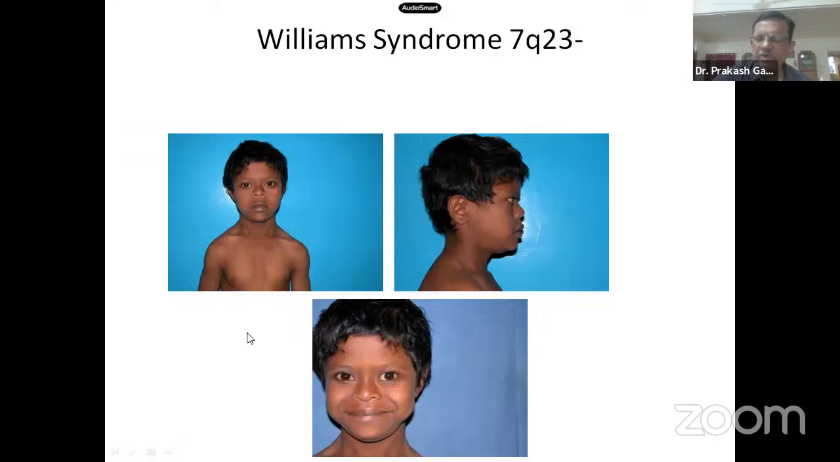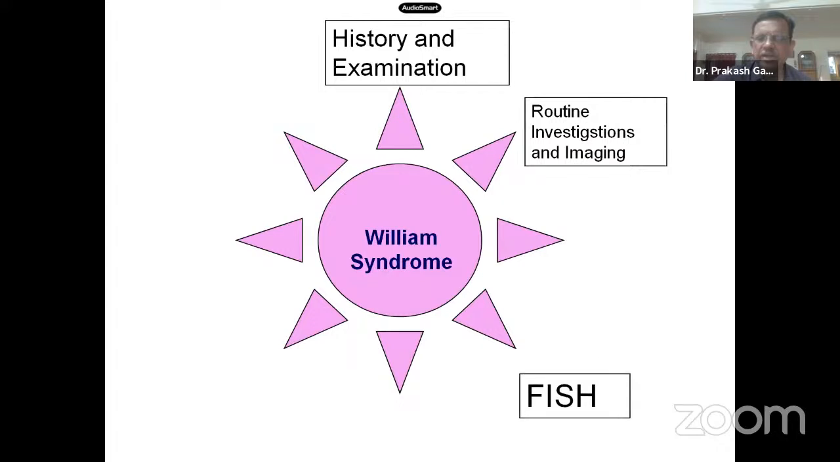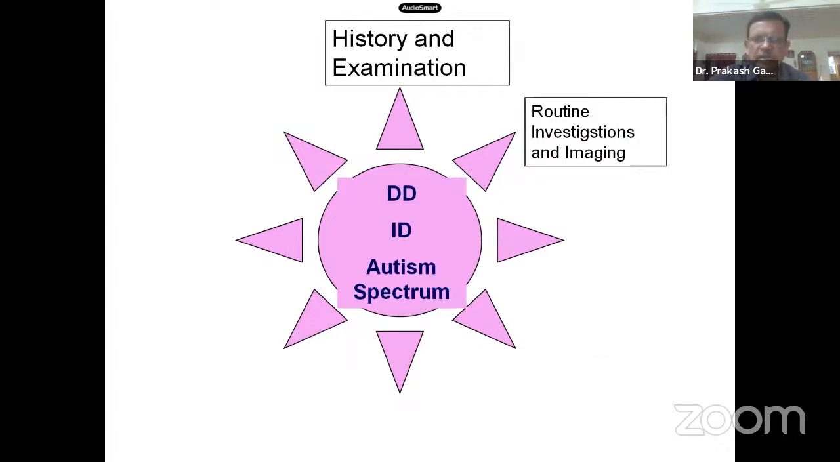And the method for diagnosis will not be the karyotype. What I want to have here is FISH for that particular region. The probe will be available, and then I can have a diagnosis of Williams syndrome.